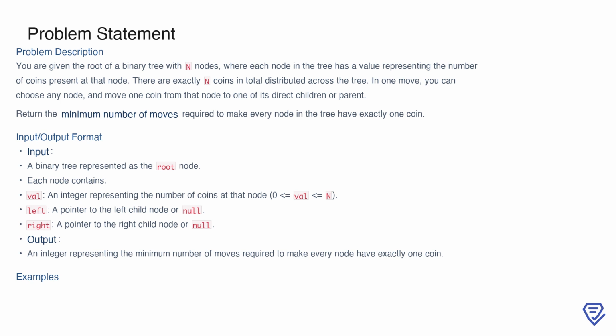exactly one coin. The input is provided as the root of the binary tree, where each node contains its current coin count and pointers to its left and right children. The output is an integer representing the minimum number of moves needed. This setup ensures that we focus on the efficiency of redistributing coins across the tree.